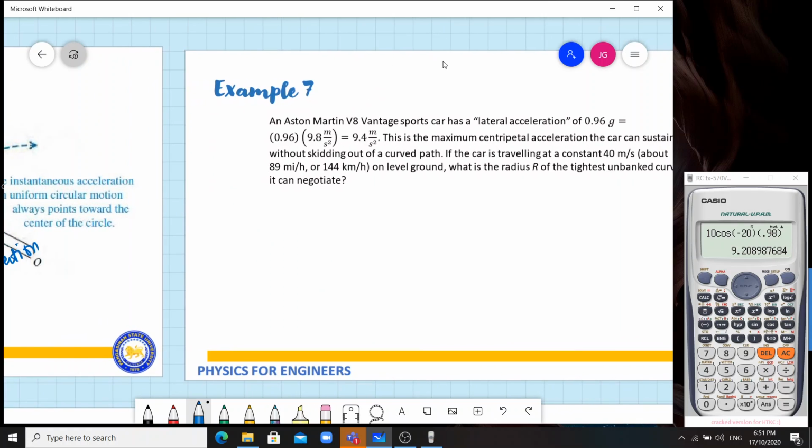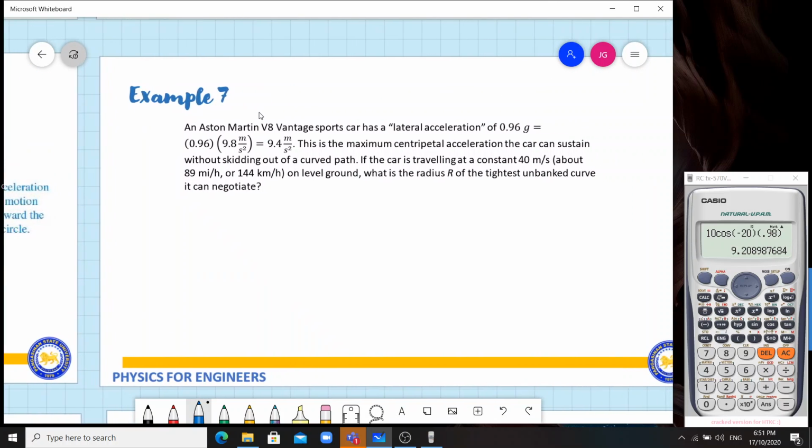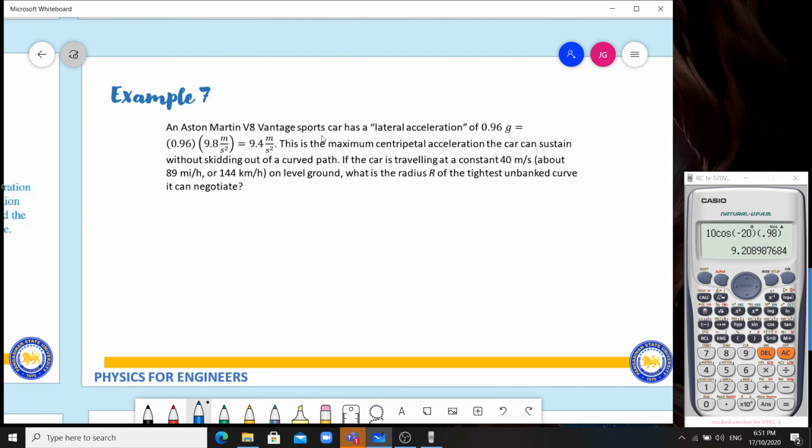Sige, try natin dito. An Aston Martin V8 vintage sports car has lateral acceleration of 0.96 g, 9.4 meter per second squared. This is the maximum centripetal acceleration the car can sustain without skidding out of a curved path. If the car is traveling at constant speed of 40 meters per second on level ground, what is the radius of the tightest unbanked curve it can negotiate?